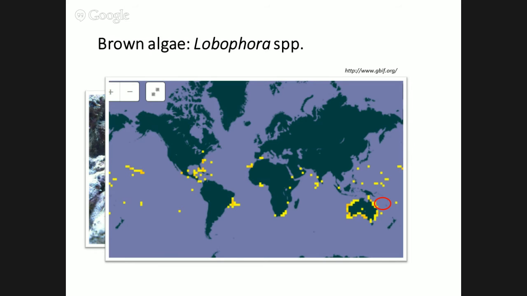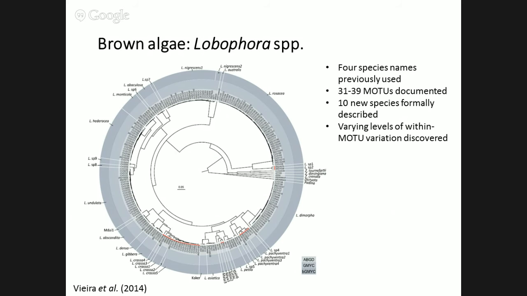I want to show you the results of one study that just came out very recently, last year, by Vieira et al. They focused on specimens from New Caledonia. Okay, so they were just looking in this one island area and just using this one particular brown algal taxon. They looked in the literature when they started to analyze their data and found that there were 4 names that had been applied to this genus, Lobophora. When they did their analyses based on DNA sequence data, though, what they found is that there were anywhere between 31 and 39 distinct units that could be delimited.